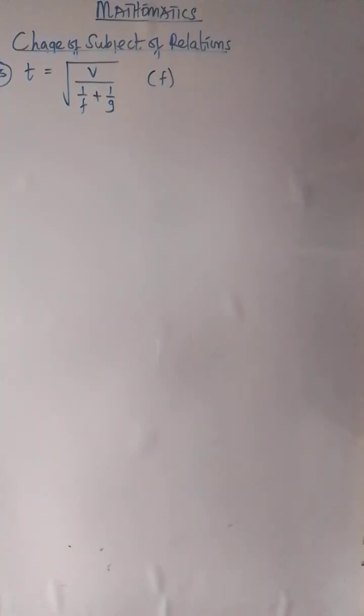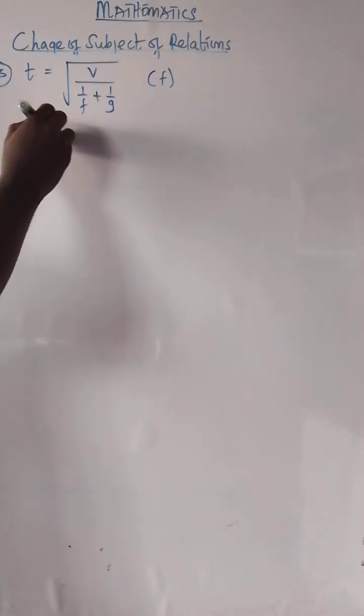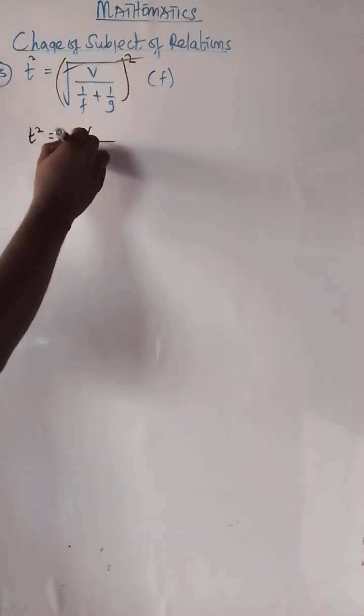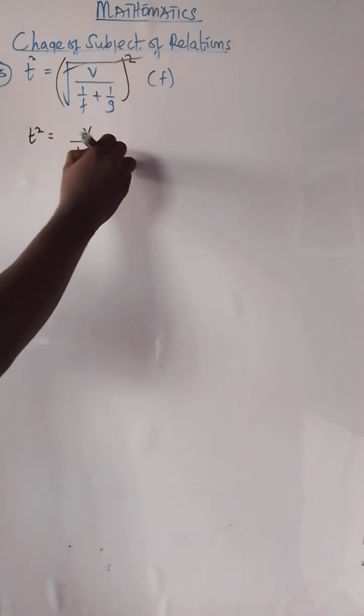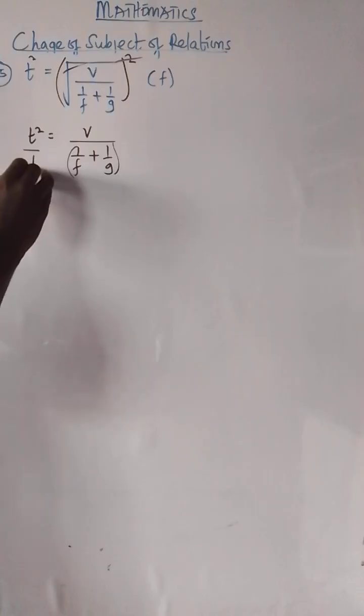For this particular question, our aim is to make f the subject. Luckily, nothing is here, so we can just square both sides straight. If you square both sides, we're having t squared equals to, if you square a square root, what happens? The square root goes away. So we're having v over 1 over f plus 1 over g. We can take this as a single number, then this one over 1.